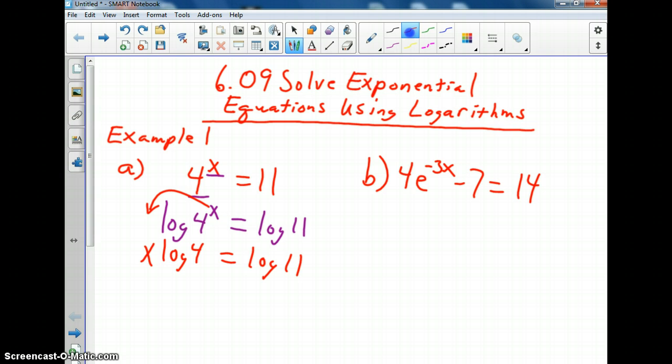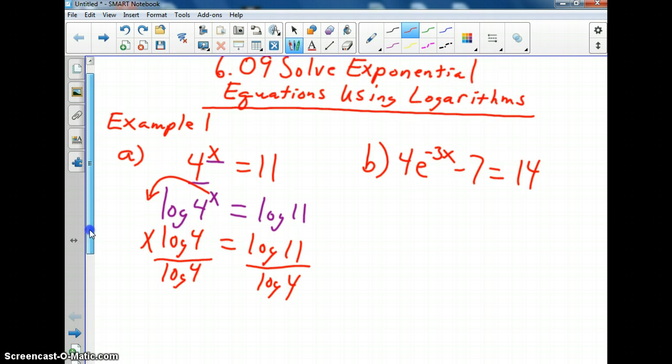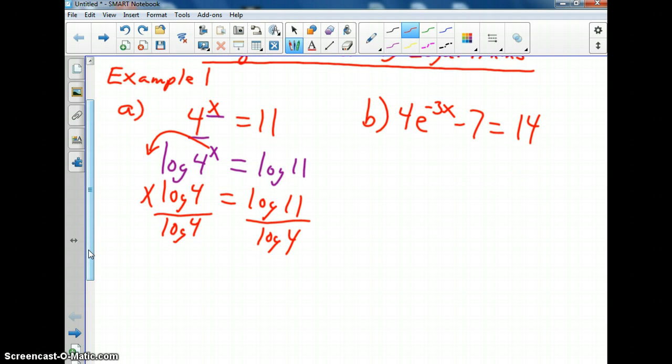Okay, now you have to solve for x. So what do you have to do to solve for x? Divide by log of 4 is right. You divide by log 4 on both sides. So you would divide this by log 4 and you would divide this by log 4. Okay? Now this is where it becomes easy because it's very calculator driven. All you're going to do now is go to your calculator and punch in log 11 divided by log 4.